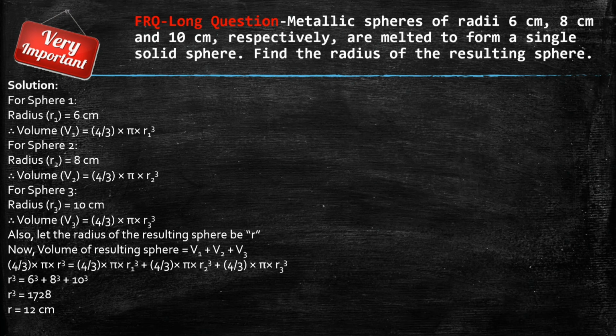The next question that we are now going to be discussing is a long question. Again, very important for your exams. It's a free response question that you may get for 4 or 5 marks. So I will read the question first for you. Metallic spheres of radii 6 cm, 8 cm and 10 cm respectively are melted to form a single solid sphere. Find the radius of the resulting sphere.